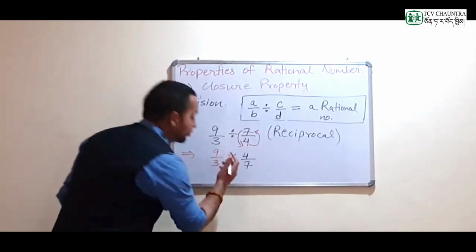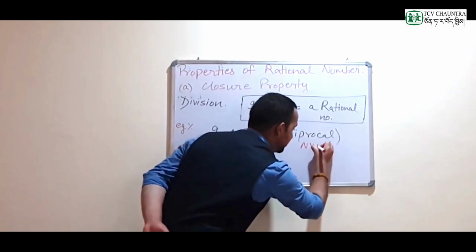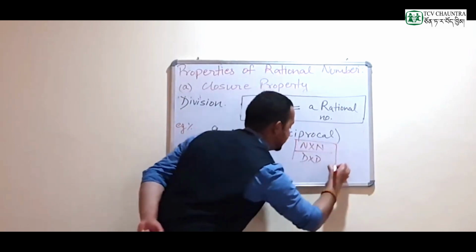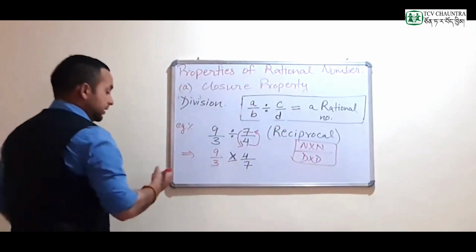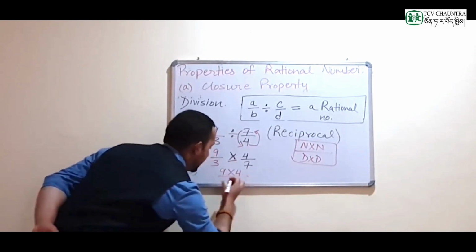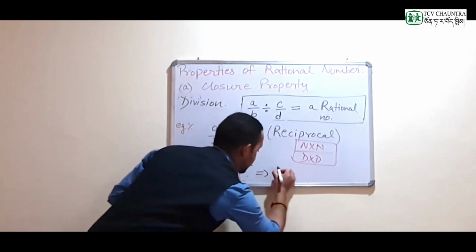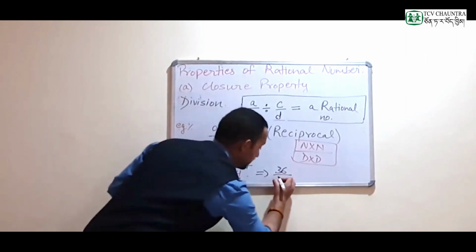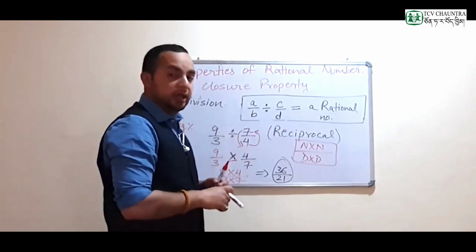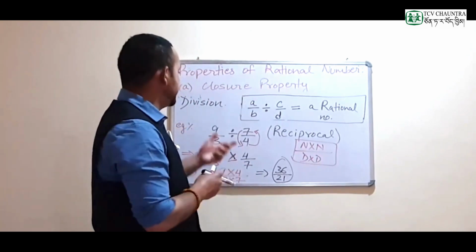The operation becomes multiplication. In case of multiplication, the numerator is always multiplied with the numerator and the denominator is also multiplied with the denominator. Now our calculation is easy. So we directly multiply numerator with numerator and denominator with denominator. So 9 4s are 36 and 3 7s are 21. So 36 upon 21 is again a rational number, which means closure property is applicable for division.